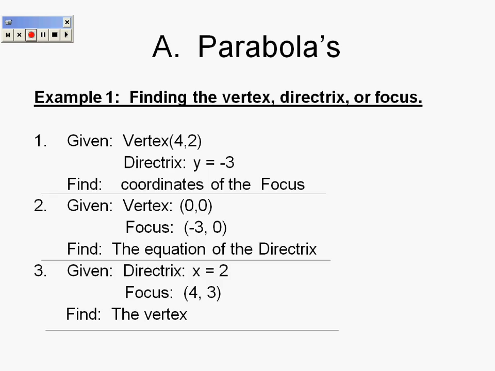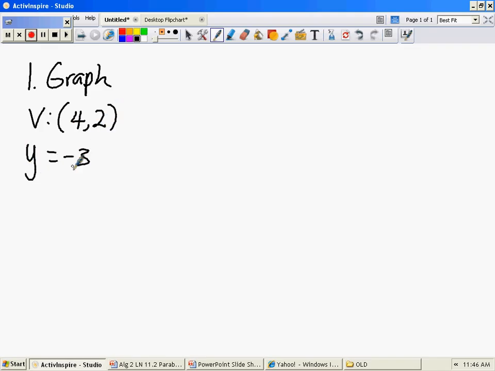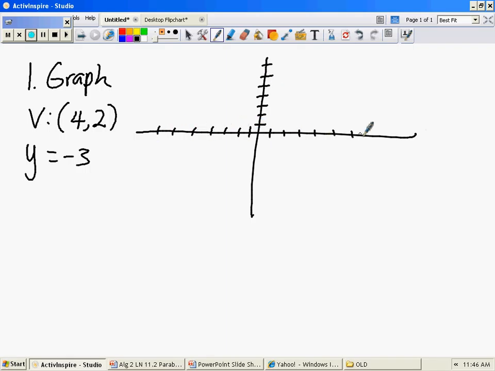So here's what we're going to do. I'm going to graph the given things first. Let's go ahead and do that. The vertex is (4, 2), and the directrix is y = -3. So step 1, let's graph. My vertex was (4, 2), and my directrix is y = -3. Over 4, up 2 is my vertex.